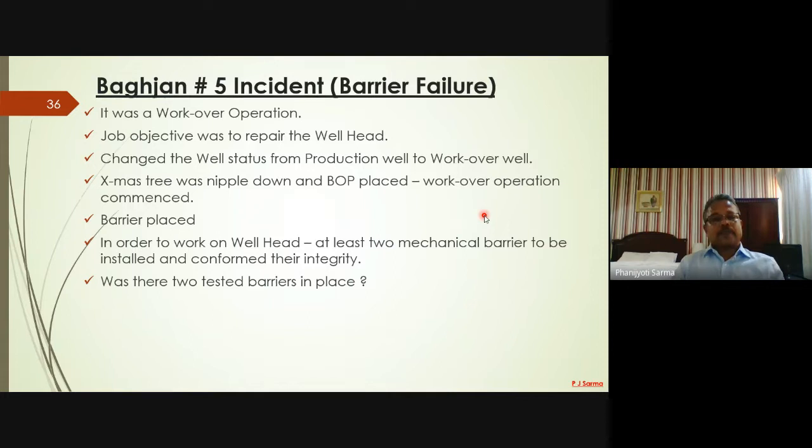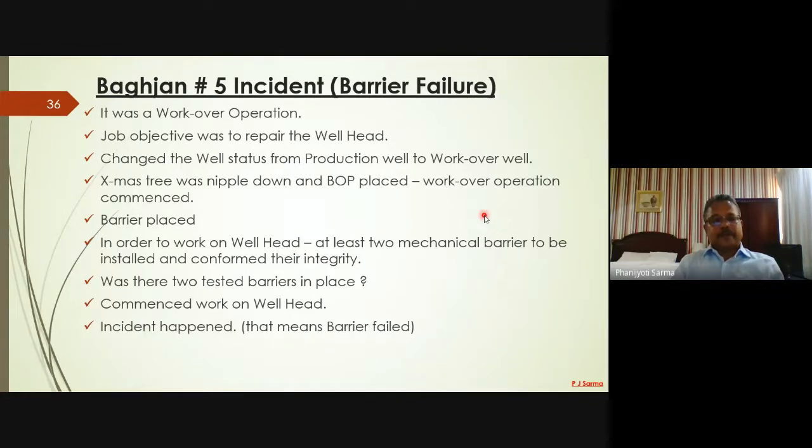It is uncertain, or I cannot comment, whether all the barriers were in place or whether those barriers were tested. They commenced the work on the wellhead, and the incident happened, which means the barrier that was placed failed, and the disaster had catastrophic consequences. So we all know that.